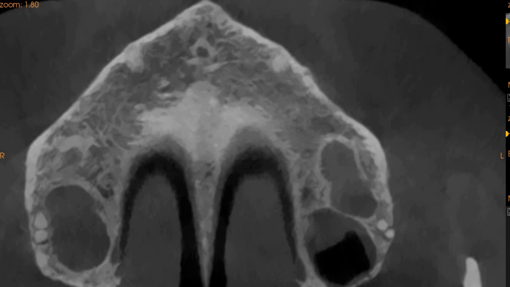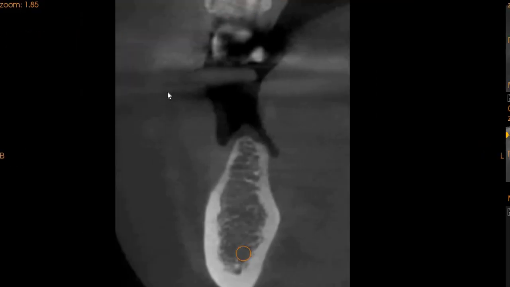Moving to the lower right first molar region. This is the lower right first molar region, an edentulous ridge. We've got type 2 bone, good cortical plates, and a very healthy cancellous section here. The crest of the bone measures 5.2 millimeters in width, and the length to the inferior alveolar nerve is approximately 17 millimeters.